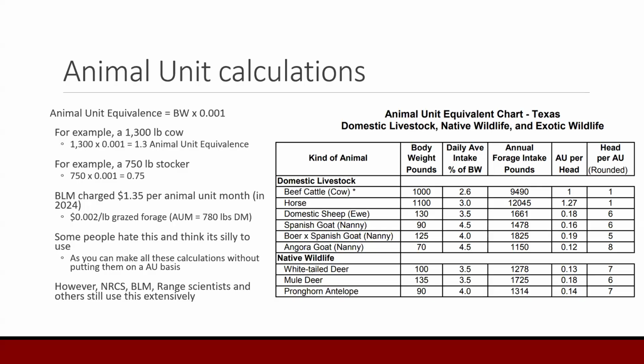So if we know an animal unit month is 780 pounds, then that is $0.002 per pound of grazed forage. So how did I get 780 pounds of forage as an animal unit month? You guys remember from our last lecture?